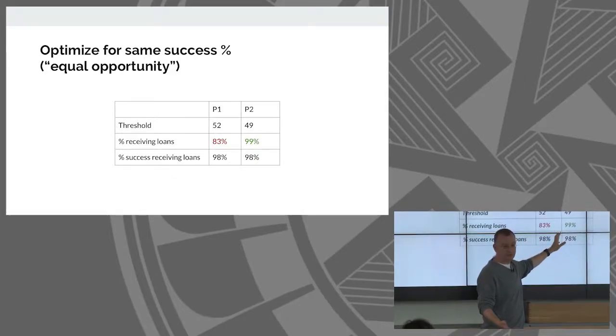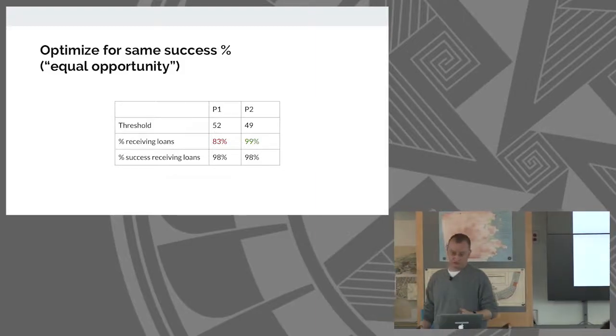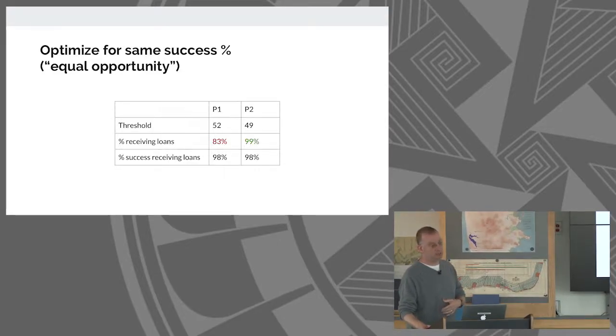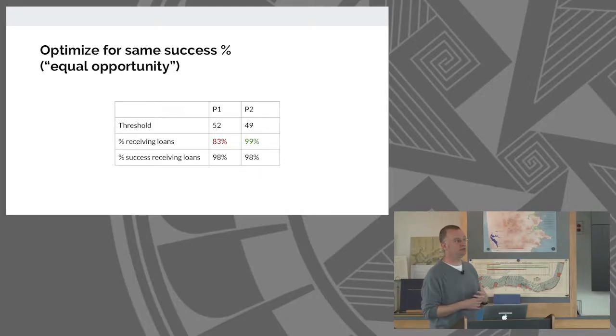Maybe we think that's the right social outcome, but there's a clear difference here. And the other thing to note is that we've had to turn our success percentage all the way up to like 98%. So almost everybody's getting a loan, 99% in P2 and 83% in P1. So our profit is going to be down a lot. So we may not be a profit maximizing organization. We may decide that's perfectly okay. But it's a fact that if we adjust these thresholds in this way, we're also not optimizing for the outcome.